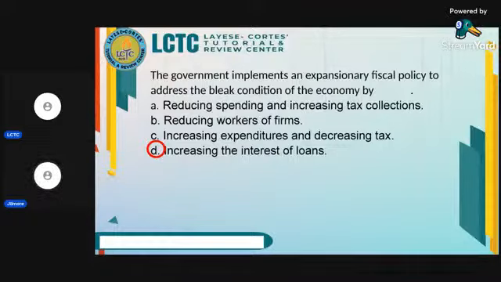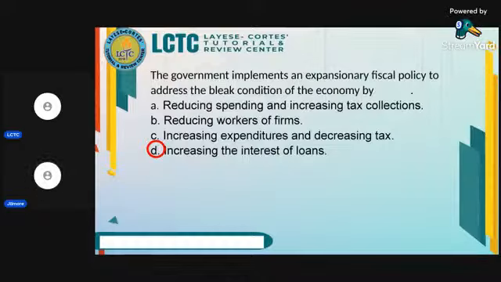Ernie, Maridel. Okay. What's the answer for this particular question? An expansionary fiscal policy is being implemented. The answer is letter C.